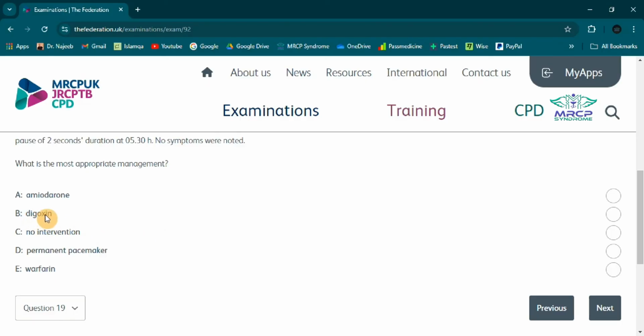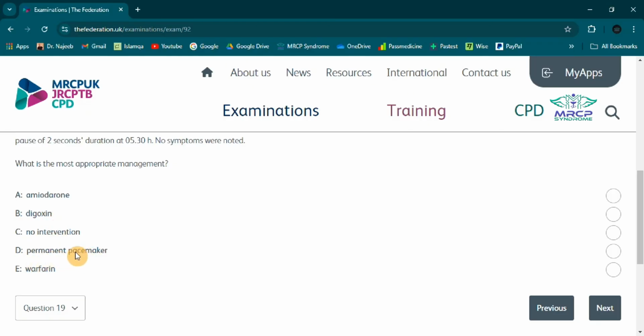Digoxin is generally used to control the heart rate in atrial fibrillation with coexisting heart failure. The patient's ECG does not show any sustained atrial fibrillation, and there are no features of heart failure, and her heart rate was mostly within the normal range, so digoxin will also not be applicable here.